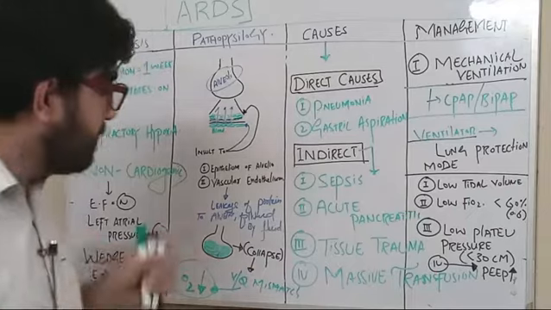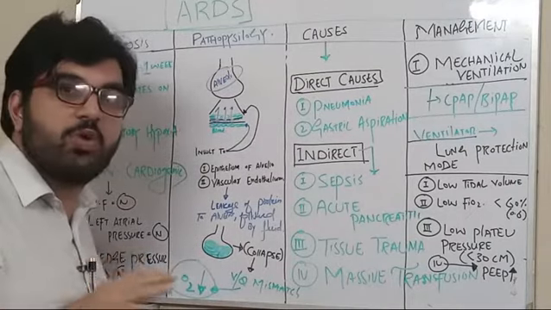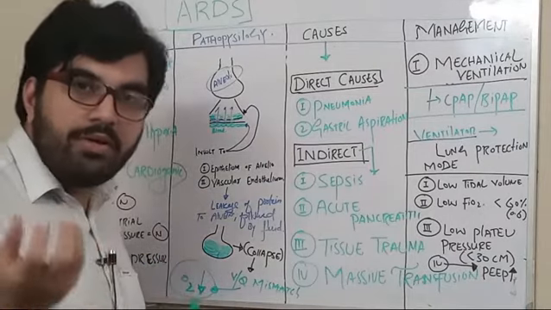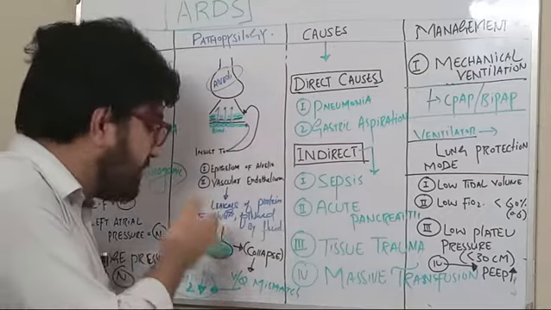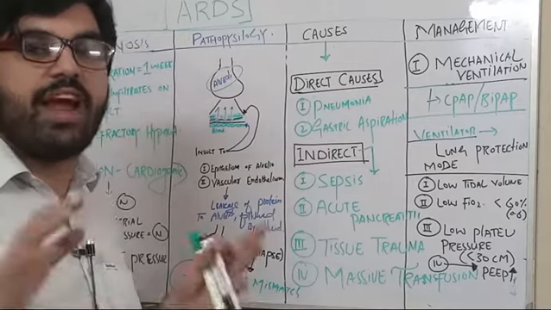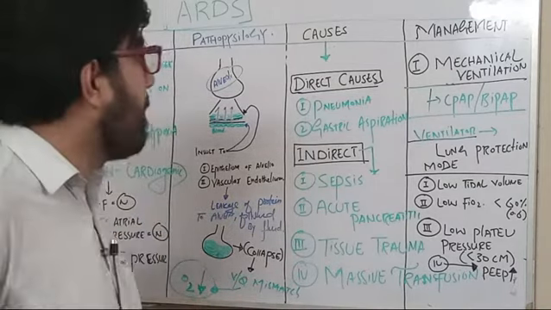Point number 2: there is damage to the type 2 pneumocytes. When the type 2 pneumocytes are damaged, there is no production of surfactant. The already present surfactant is absorbed, damaged, or lost, and there is no new production of surfactant. So there is collapse of the alveoli.